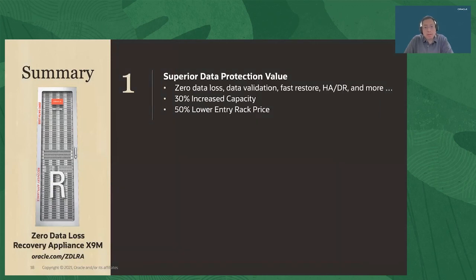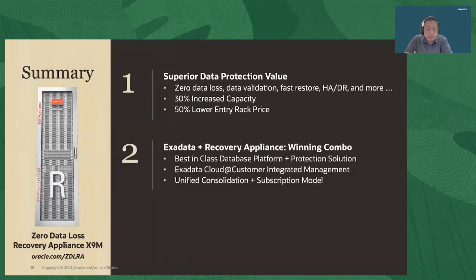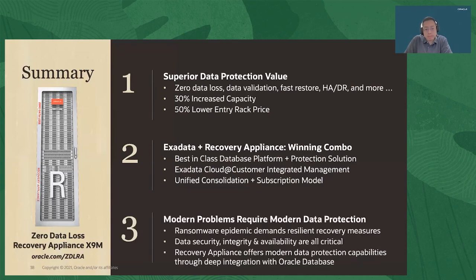So in summary, this system provides superior data protection value, right? We talked about the new X9M system that's out, with 30% increased capacity and 50% lower entry rack price. Exadata and Recovery Appliance is a winning combo. You have the best-in-class database platform, a protection solution, and integration with Exadata Cloud at Customer through configuration and management of the two systems. You also now have a unified subscription model with Recovery Appliance right to use, along with the ExaCC subscription.